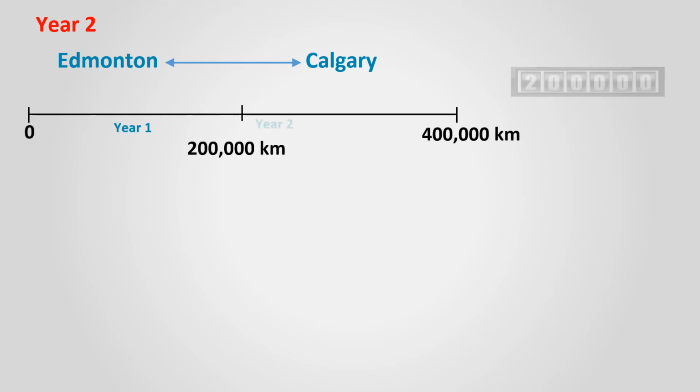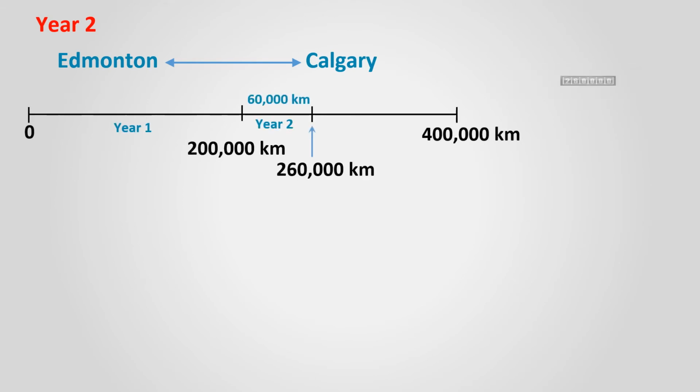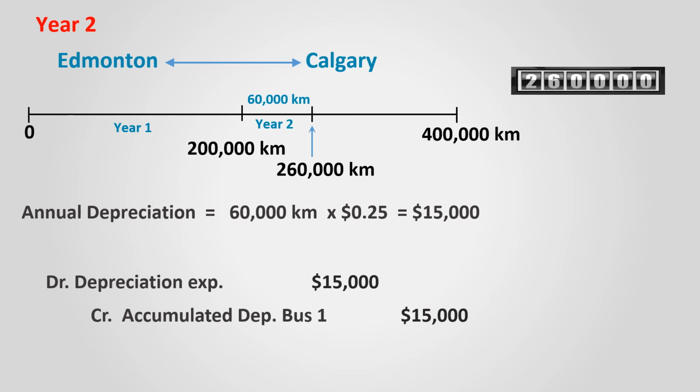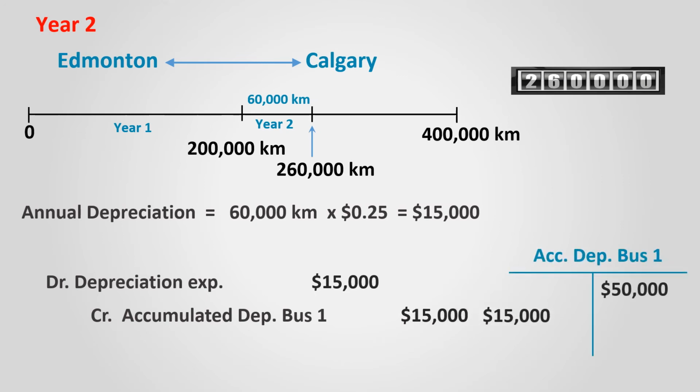In year 2, the Edmonton-Calgary bus traveled 60,000 kilometers. The depreciation expense is equal to 60,000 kilometers times $0.25, equal to $15,000. After the depreciation expense is recorded, the accumulated depreciation account for Bus 1 is equal to $65,000.